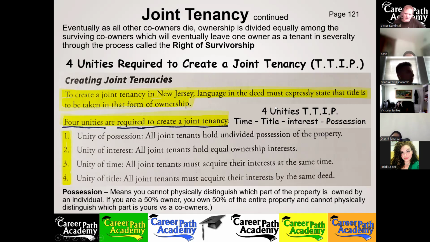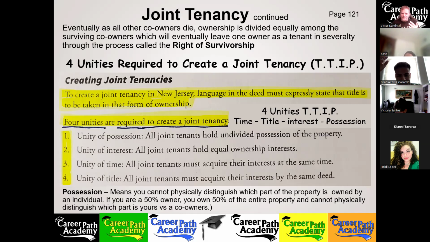So get all those notes. Let me know when you guys have all these notes, the TTIP written there, because you could get a question. What is the main benefit to have a joint tenancy? It's the right of survivorship. You could have a question, what are the four unities required to create or have a joint tenancy? TTIP, the unities of time, title, interest, and possession. And this will probably be a question on exams. You have to know what these four unities are too.